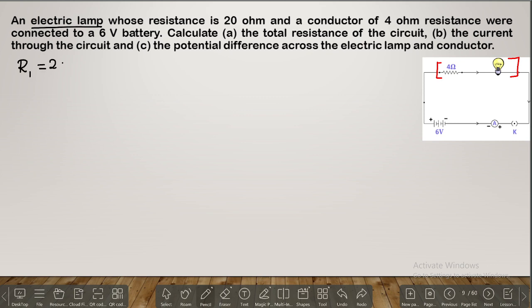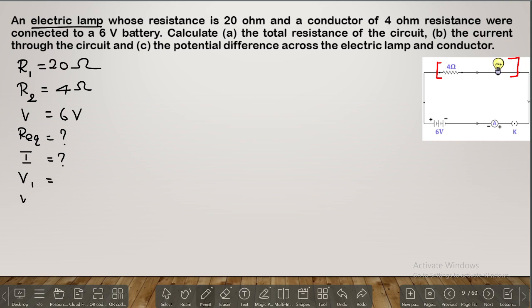R1 is equal to 20 ohm. And the conductor of resistance R2 is equal to 4 ohm are connected to a battery of V is equal to 6 volt. Calculate the total resistance, that means R equivalent we need to find. Calculate the current through the circuit we need to find, and the potential difference across the lamp as well as the conductor. Why they are asking separately means we all know in series combination the potential difference will vary from one resistor to the another resistor.